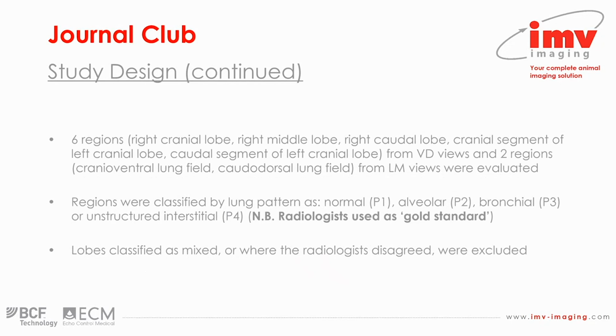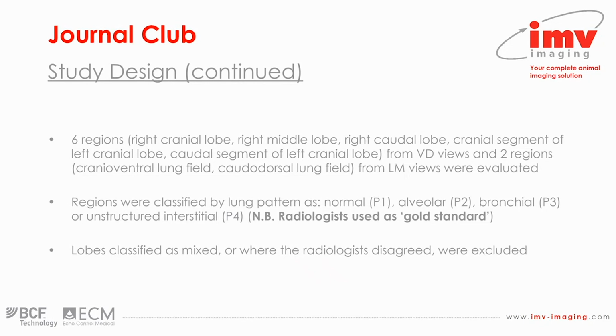Six anatomical regions were used for the ventrodorsal views, specifically the right cranial, right middle, and right caudal lobes, the cranial segment of the left cranial lobe, and the caudal segment of the left cranial lobe. Then 2 regions only were used for the lateromedial radiographs, specifically the cranioventral and caudoventral lung fields.